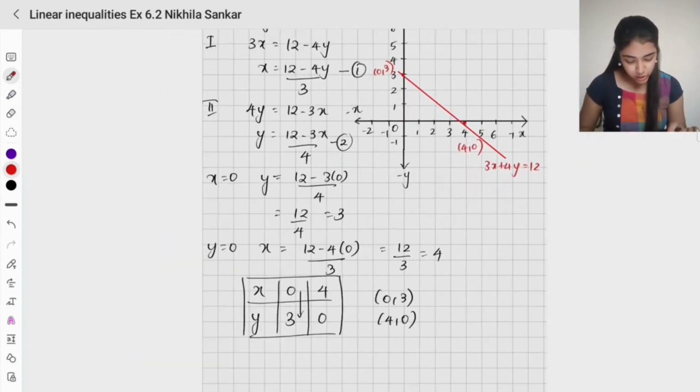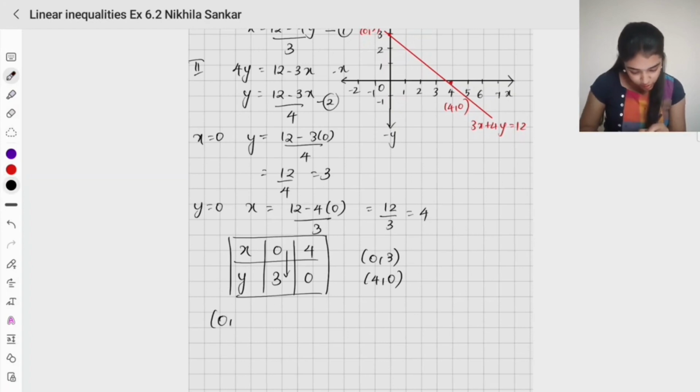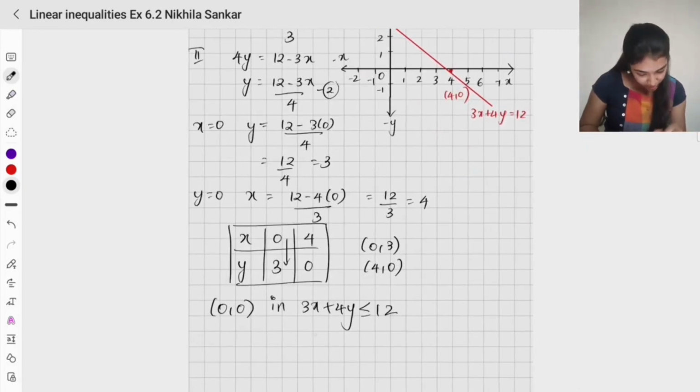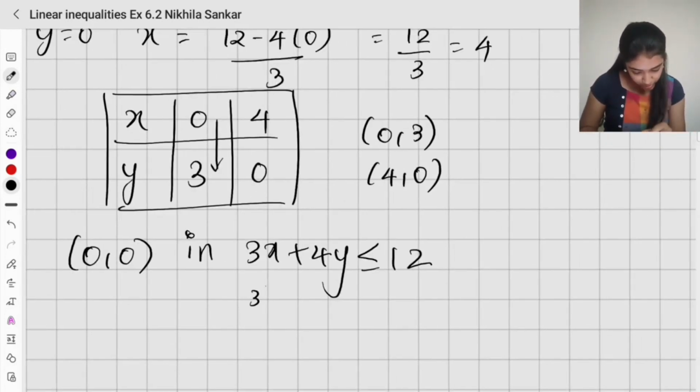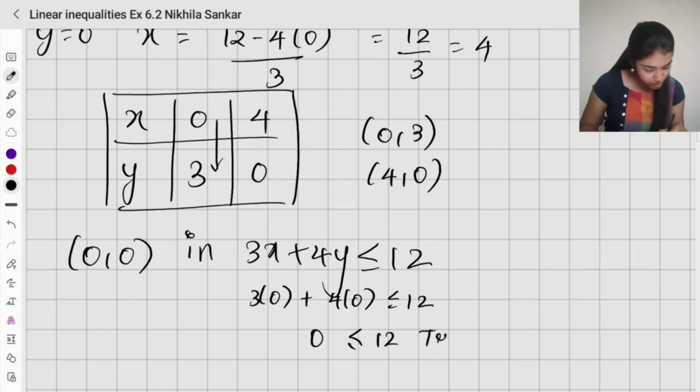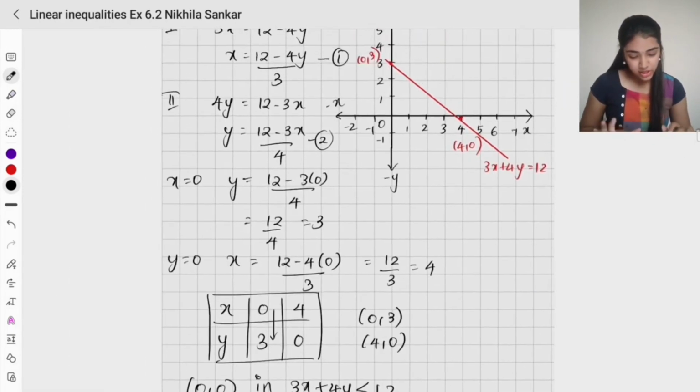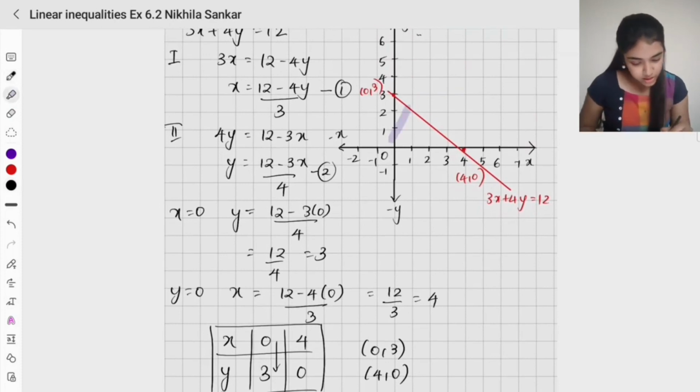Now we have to check whether 0, 0 is included. So 0, 0 in 3x plus 4y less than or equal to 12. So when I substitute the value of 0, I am going to have 3 times 0 plus 4 times 0 less than or equal to 12. 0 less than or equal to 12 which is true. 0 is less than 12. So 0, 0 is included. Okay, so what is my region? Region is going to be the lower half plane. So this is going to be the final solution.